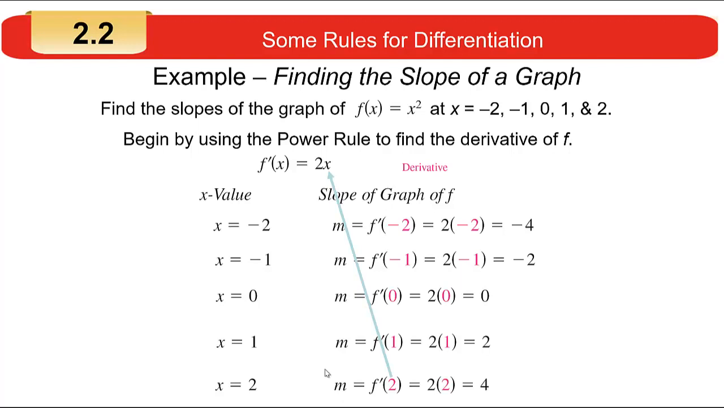So that's just a little bit of practice of applying what the derivative gives you. The derivative gives you the slope of the tangent line, and you were asked to find the slope of the tangent line at various points here.